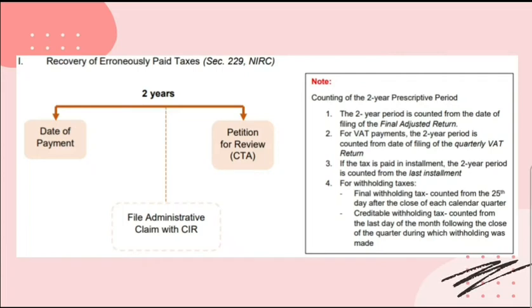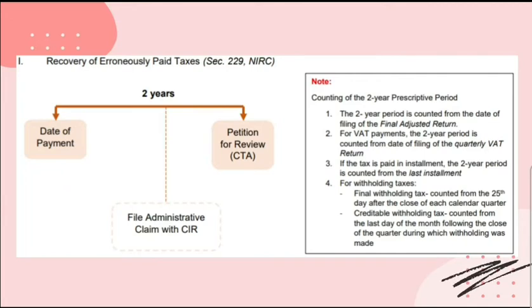Second, the 2-year period is counted from the date of filing of the quarterly VAT return and not from the monthly payments for VAT payments. Third, the 2-year period is counted from the last installment if the tax is paid in installment.